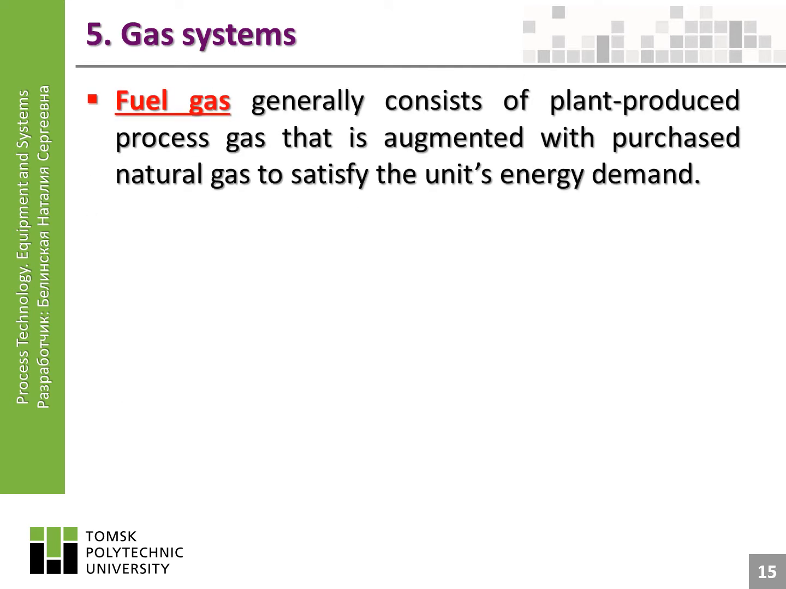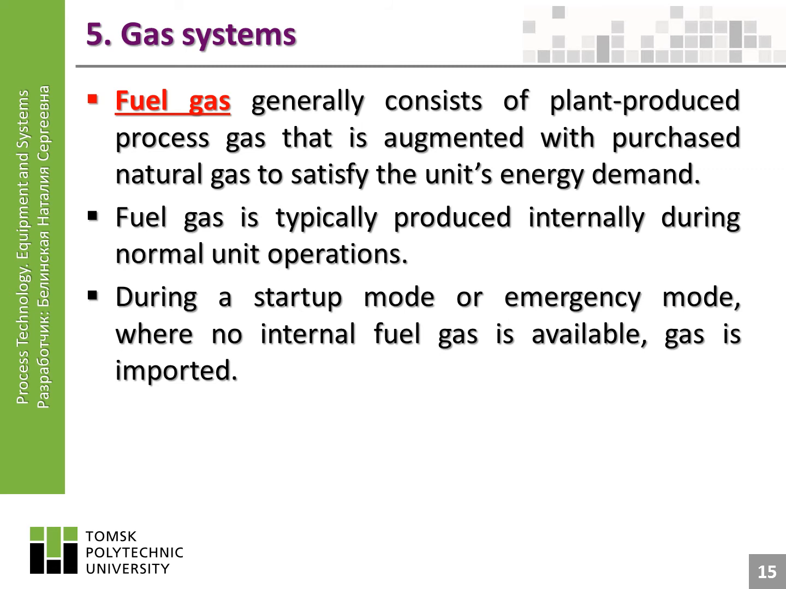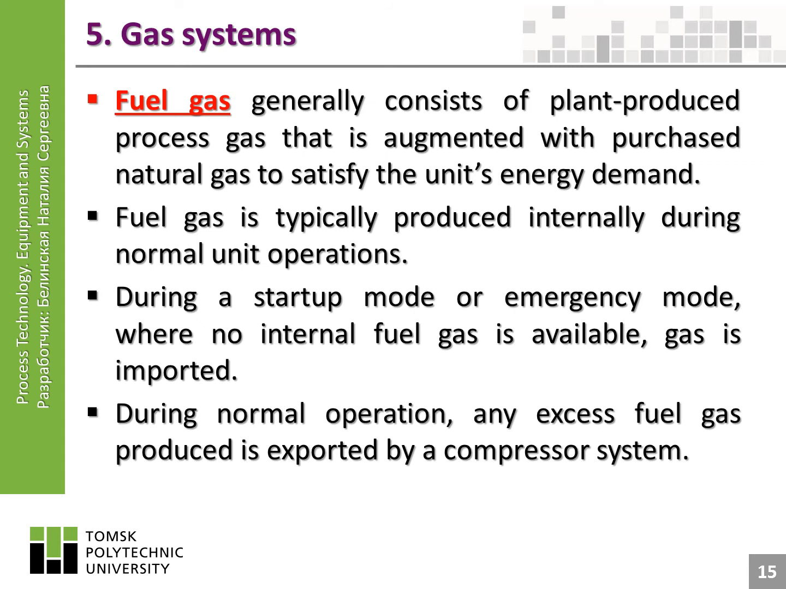Fuel gas generally consists of plant-produced process gas that is augmented with purchased natural gas to satisfy the unit's energy demand. Fuel gas is typically produced internally during normal unit operations. During a startup mode or emergency mode, where no internal fuel gas is available, gas is imported. During normal operation, any excess fuel gas produced is exported by a compressor system.